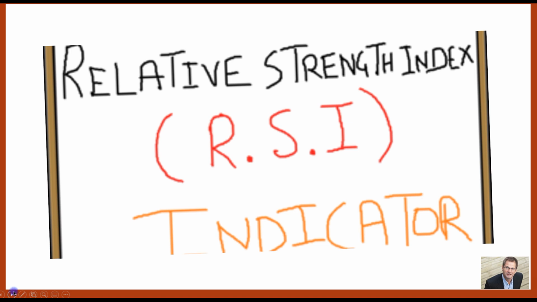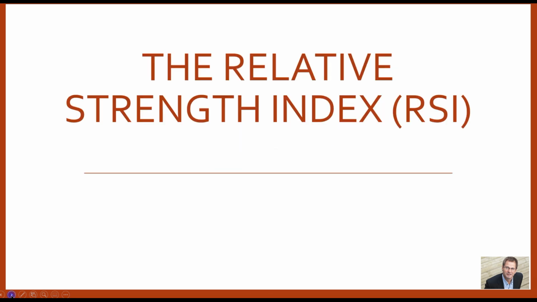So let's get started talking about RSI, Relative Strength Index. It is one of the best oscillators that we can combine into a trading system. It works great with MACD, it works great with Bollinger Bands, it is one of the most popular and well-used indicators in the marketplace.